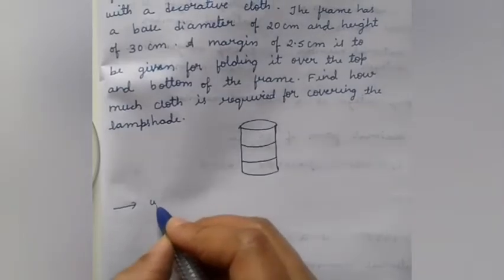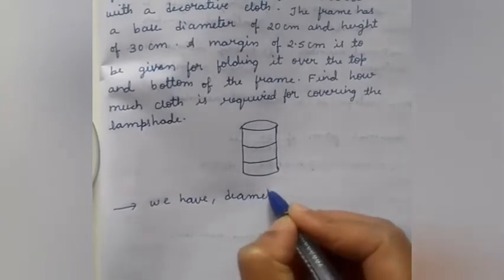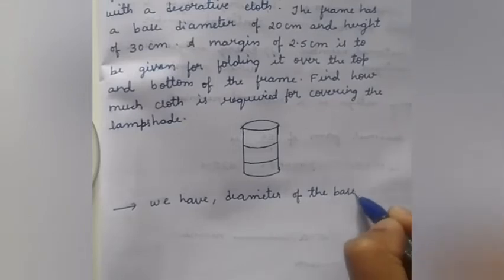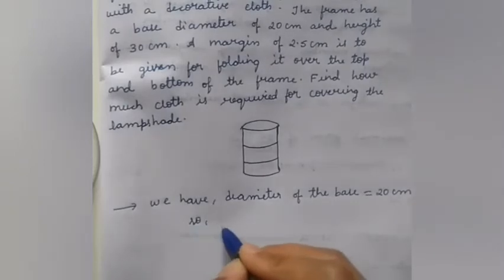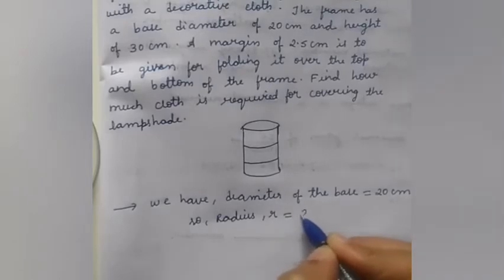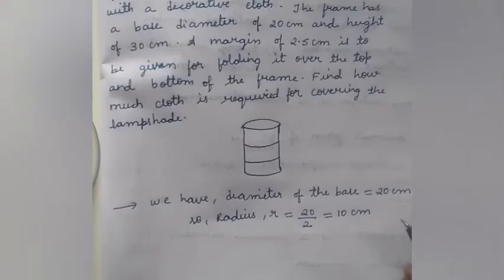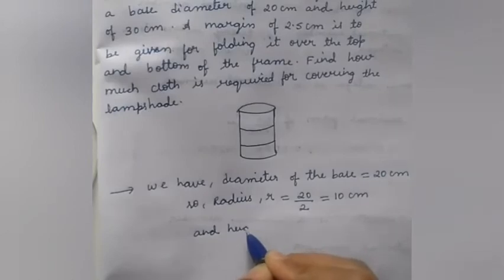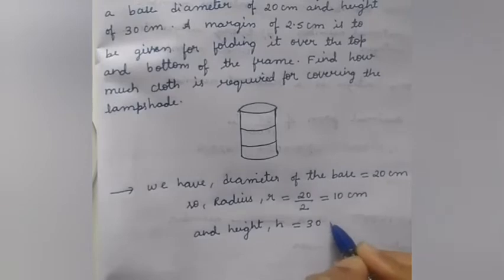So we have the diameter of the base is equal to 20 centimeter. Since the diameter is given, we know radius r is equal to diameter divided by 2, that is 20 divided by 2, which is equal to 10 centimeter. And height is given in the question. Height h is equal to 30 centimeter.